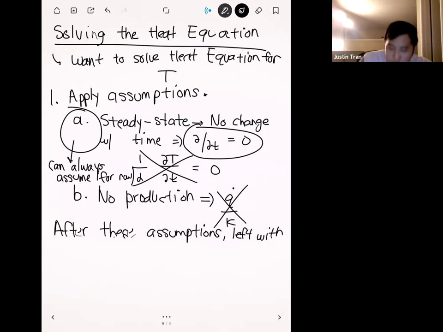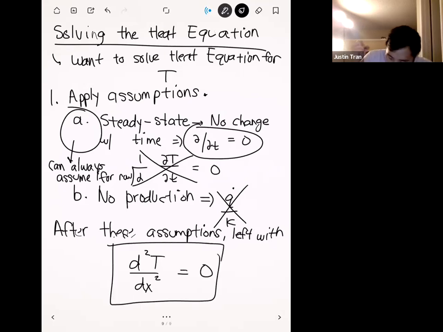Okay. And so after those assumptions, we're left with the following differential equation, which simply states that the second derivative of temperature with respect to space is equal to 0. And you'll notice that I changed the partial derivatives here to regular derivatives, right?